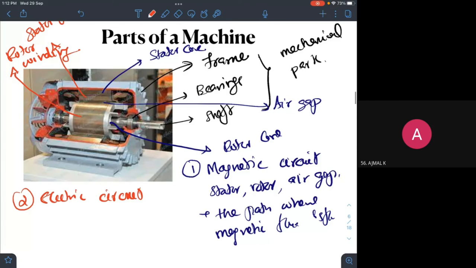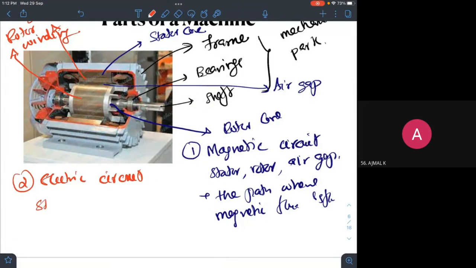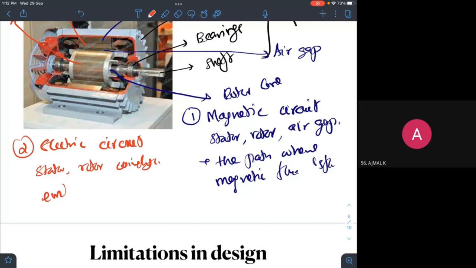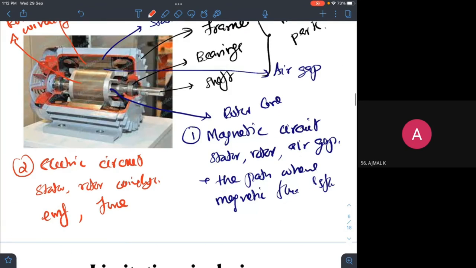The second part is the electric circuit. Electric circuit consists of the stator and rotor windings. These are the electrical conductors through which electrical energy is conveyed into or out from the machine, and where your EMF is generated. In the stator and rotor windings you will have EMF, and force is also developed on these electric circuit parts. Windings are formed from conductors. So that is the electric circuit.